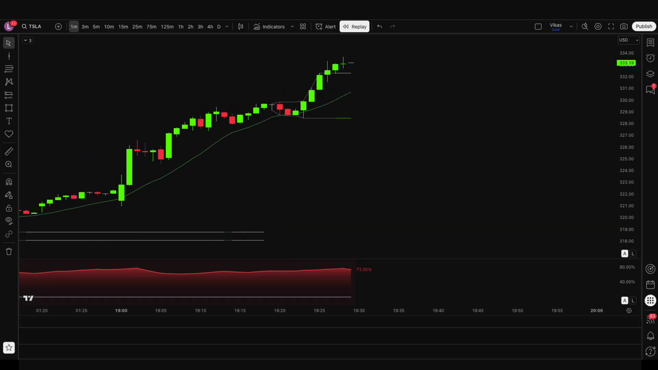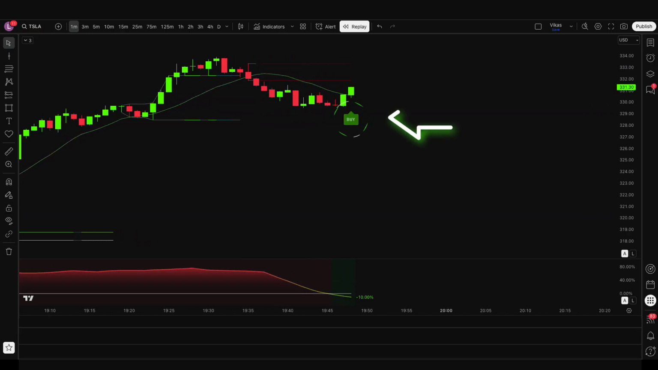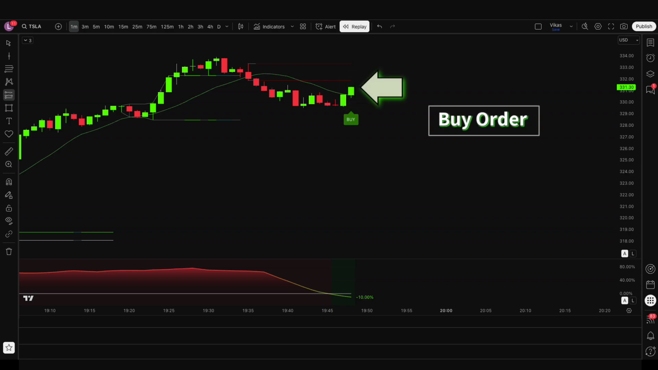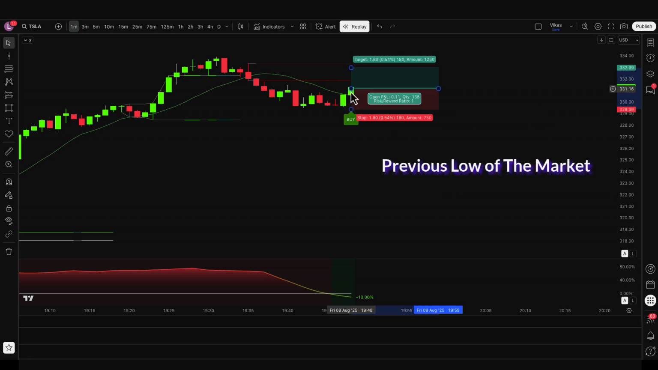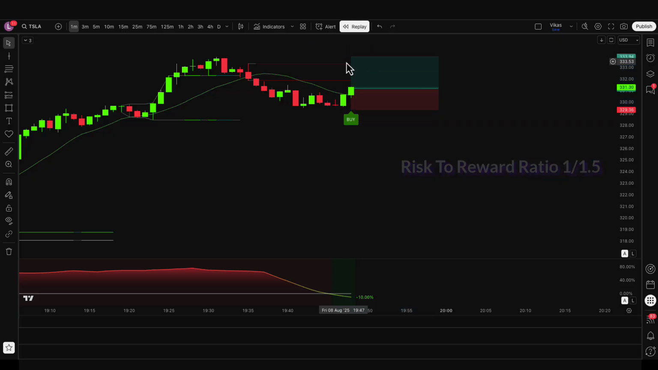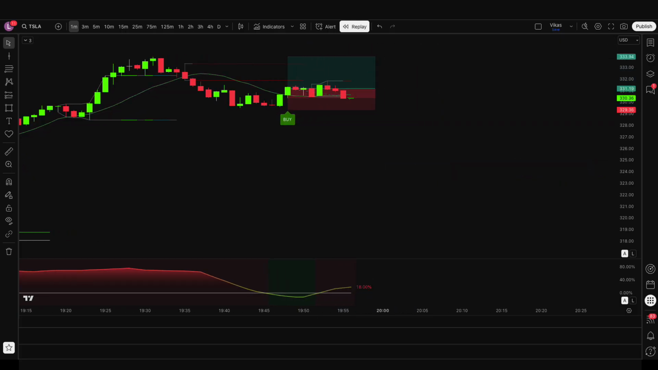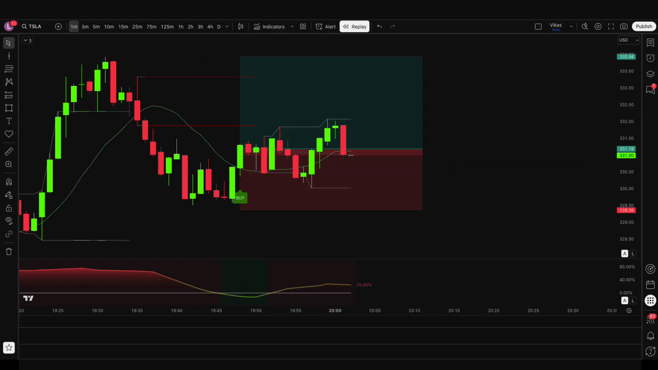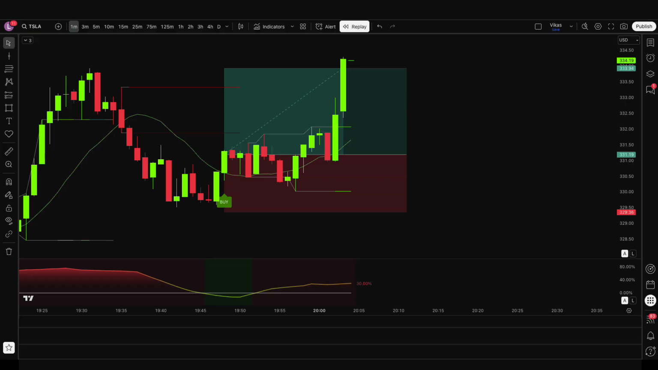Let's see how we use these trading setups. When the trend detection indicator gives us a buy signal, when the oscillator workbench indicator green line is below the zero line, and when the market forms a bullish candle, if this condition is fulfilled, then we will place a buy order. Our stop loss is to be placed at the previous low of the market, and the risk to reward ratio will be 1:1.5. The market has completely hit the target.